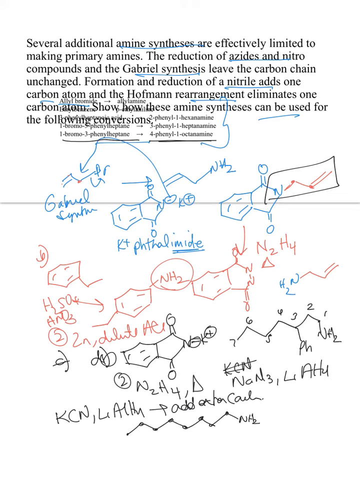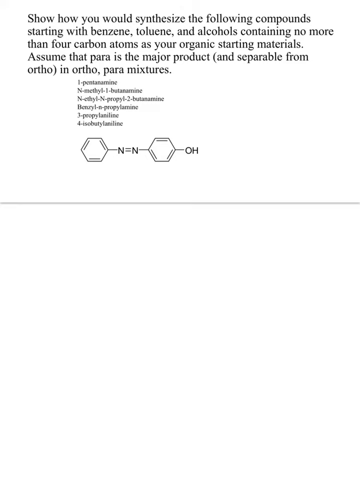Okay, now for the last problem. Show how you would synthesize the following compounds starting with benzene, toluene, or alcohol, no more than 4 carbons. Assume that the para is a major product. Okay, so the first one you're trying to make is pentamine. 1, 2, 3, 4, 5, and then your NH2. Okay, it's a primary amine.